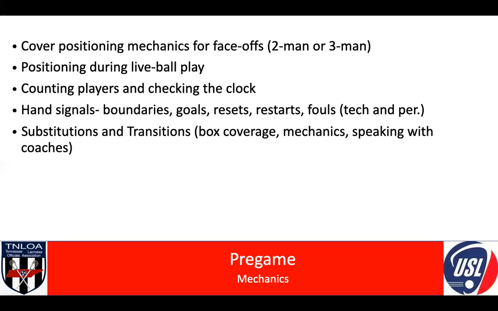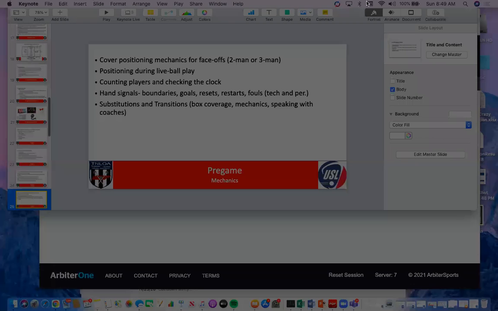Remember, we're using the technique where we're going to go color, number, penalty, time, and if it's releasable or non-releasable. And then the next part is our substitutions and transitions. This needs to be a really big aspect of our pregame, is box coverage. The official coming down the field, what are we looking for in the box? Mechanics. And speaking with coaches, when and where to speak with coaches.